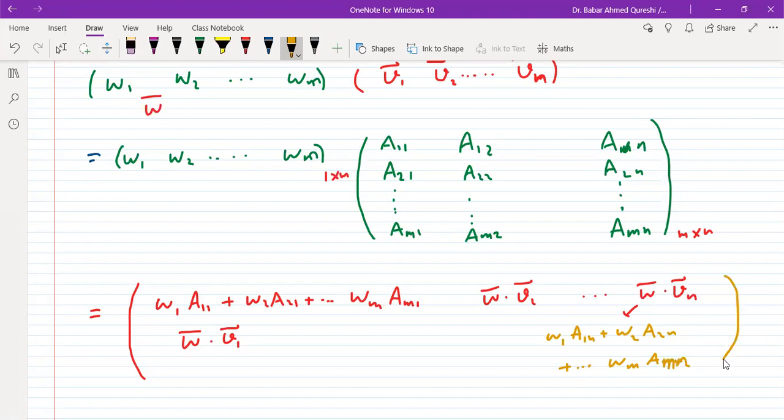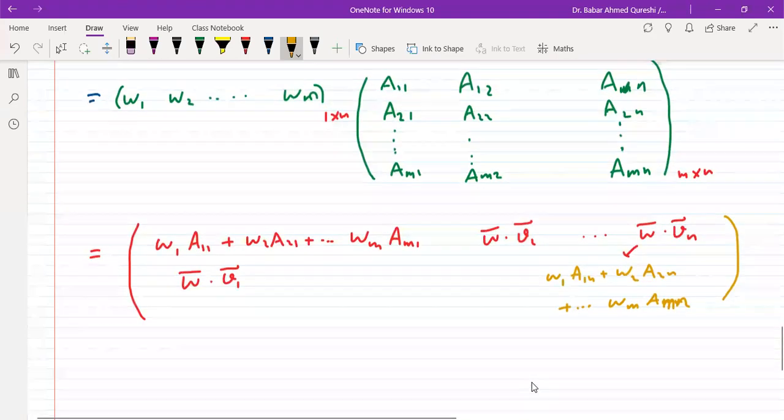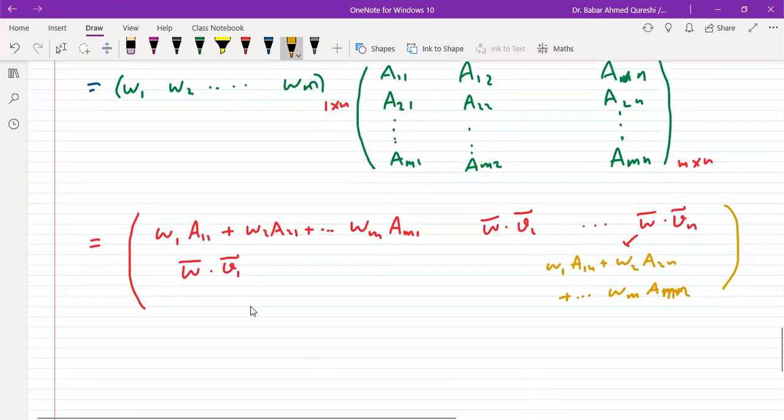Sir, could you read this entire bracket out once, please? So I used the rule: take the row and make a dot with each column. I take this dot with this column, I get W1 A11 plus W2 A21 all the way to WM AM1.